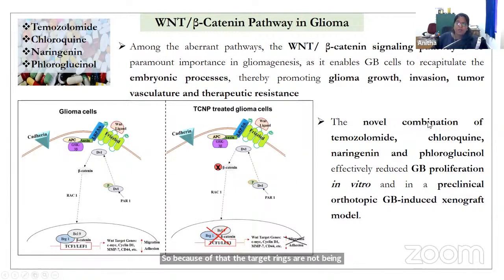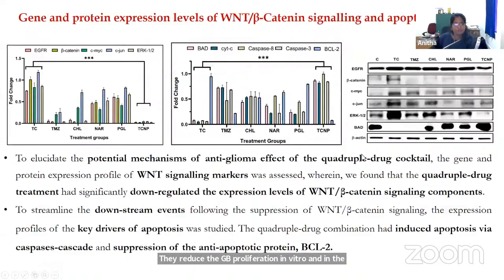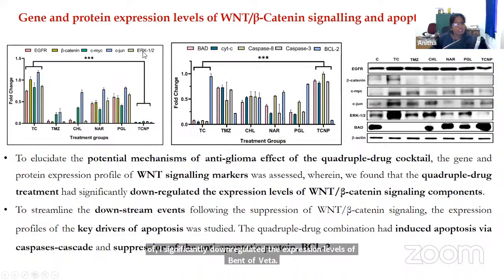This novel quadruple combination of temozolomide, chloroquine, naringenin, and fluorouracil reduced GBM proliferation in vitro and in a preclinical orthotopic GBM xenograft-induced model. This also we have confirmed through gene and protein expression analysis. To understand the potential mechanism of the anti-glioma effect of the quadruple drug cocktail, the gene and protein expression of Wnt signaling markers were assessed. We found that the quadruple drug cocktail significantly downregulated the expression levels of Wnt beta-catenin genes like EGFR, beta-catenin, c-MYC, c-Jun, ERK1 and 2.